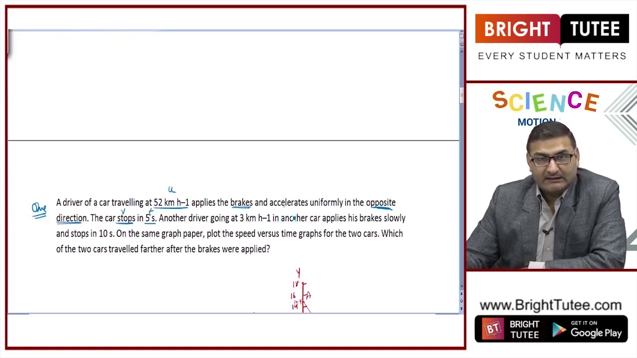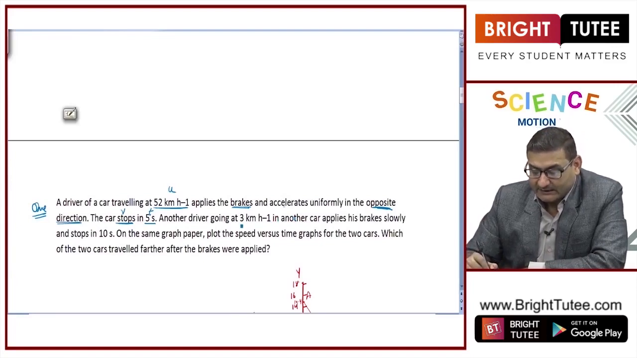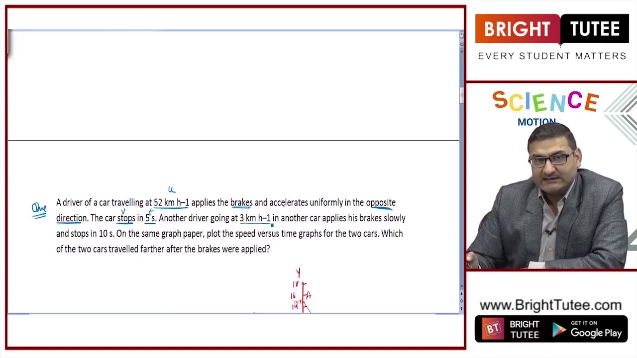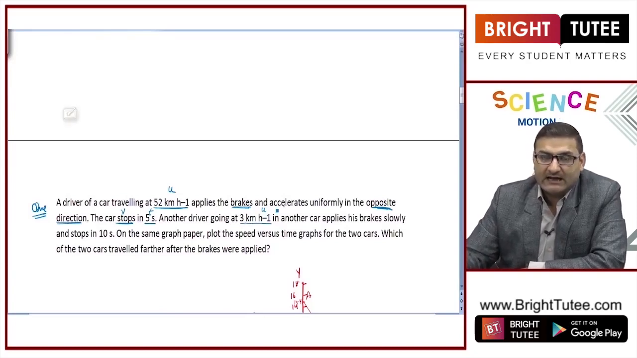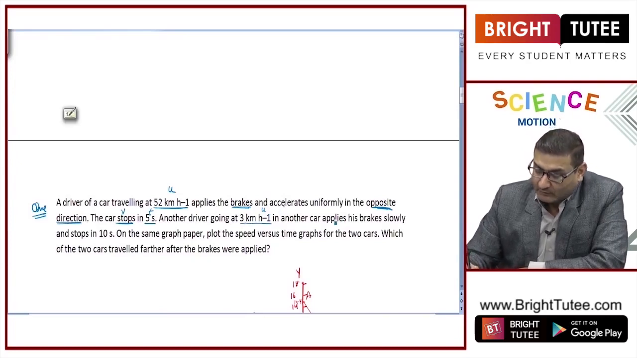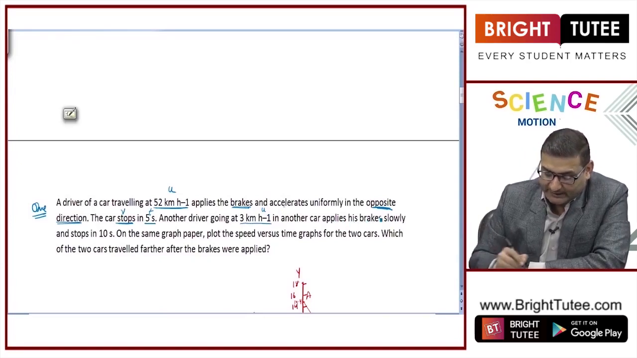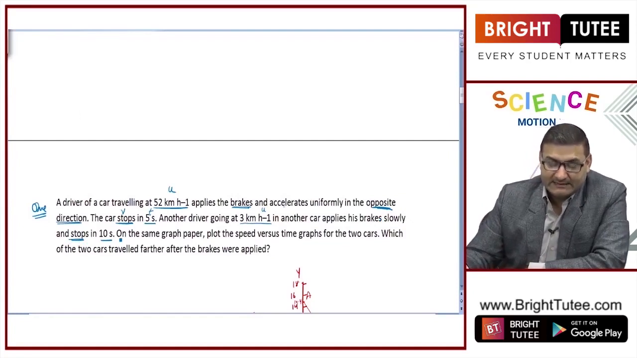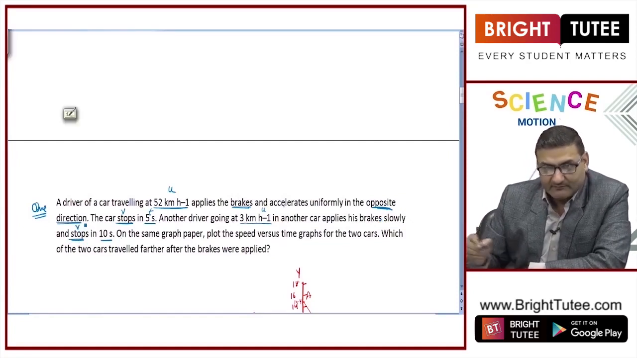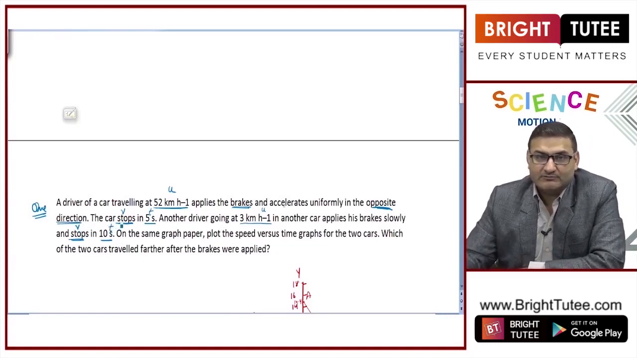Now another driver going at 3 kilometers per hour in another car. There is one more car given to us, and that car is going at 3 kilometers per hour. So the initial speed of that car is 3 kilometers per hour, which means it is the initial velocity of that second car. It also applies its brake slowly and stops in 10 seconds. That car is getting stopped in 10 seconds. Car is getting stopped means the final velocity is 0, and in 10 seconds means time is also given.